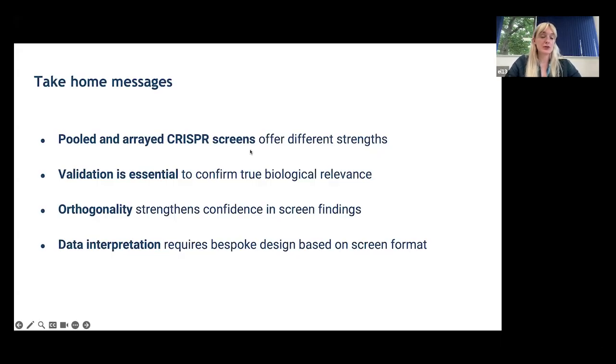If you can introduce orthogonality at the validation stage, this is important to ensure that the findings you have aren't context dependent to the screen that you've performed and aren't just artifactual. And then finally, when you get to the data interpretation stage, this can require bespoke design for the validation screen based on your screening format. It's important to think about the assay range for your screens, as these will be different in the validation screen relative to your pooled screen. This is really important to consider when you set your thresholds for classing a gene as a hit or not. And that's all for me.